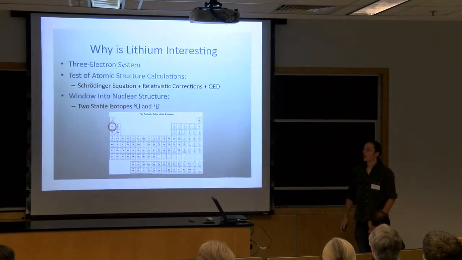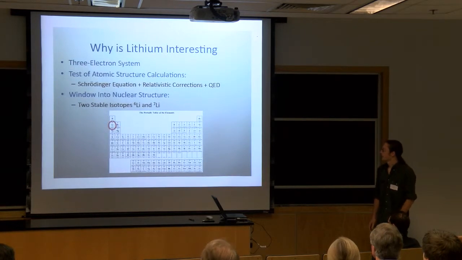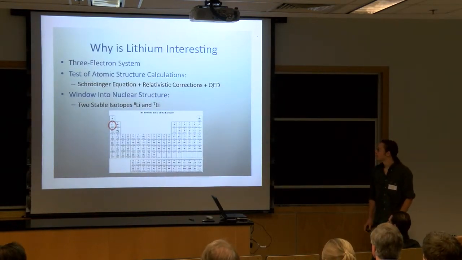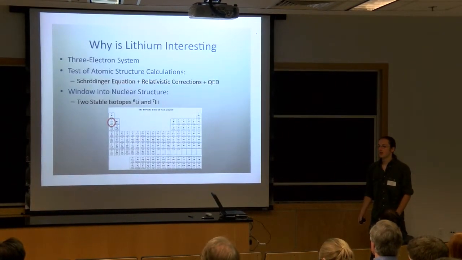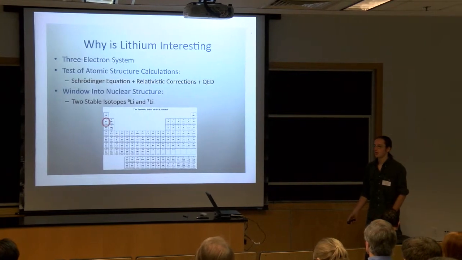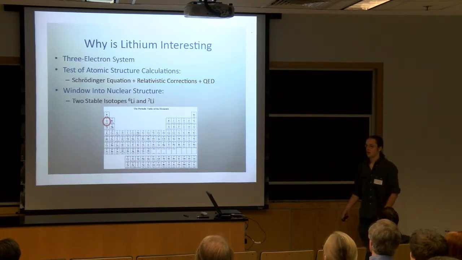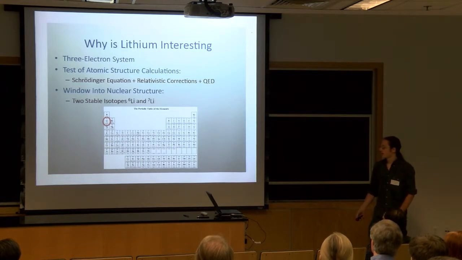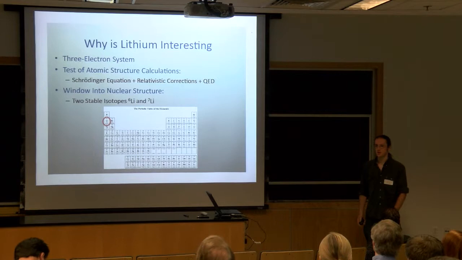So the first question is, why is lithium interesting? Lithium is a fairly simple atom, being a 3-electron atom. You can see it's the third atom in the periodic table. And so this means that it is possible to solve the energy equation using an extension of the way you solve hydrogen, which is the Schrodinger equation. So we take the Schrodinger equation, we add in relativistic corrections and quantum electrodynamics, and we have our prediction for the energy levels in the state.